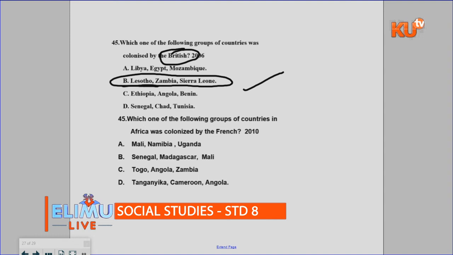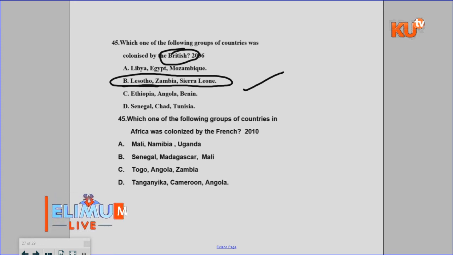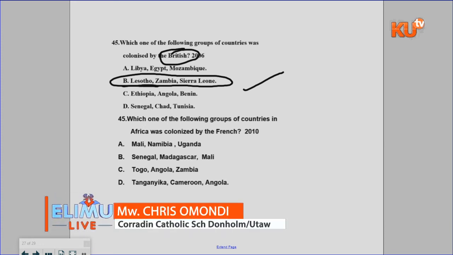Of course, this one now, we talked about Uganda having Lake Victoria, where the source of River Nile is. That is out. Tanganyika, I gave you under the German colonies. Then we have Zambia, Angola, Togo, Zambia. Of course, we talked about the British colonies.